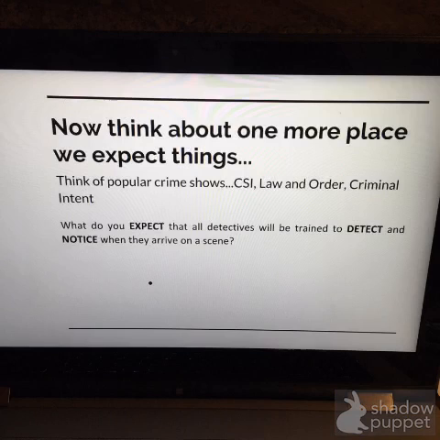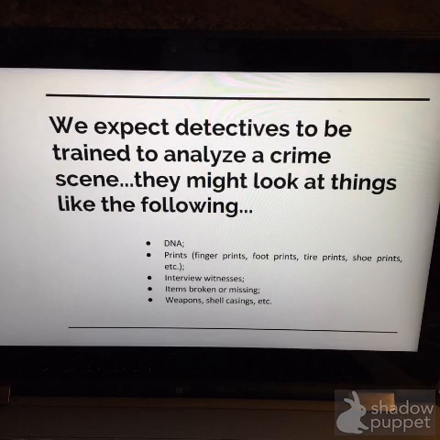I want you to think about one more place where we expect things. Think of popular crime shows like CSI, Law and Order, Criminal Intent. Think about what you expect that all detectives will be trained to detect and notice when they arrive on a scene. You could list a number of different things, but we would at least expect detectives to be trained to analyze a crime scene, looking at things like DNA, fingerprints, how to interview witnesses, items broken or missing, weapons, shell casings, right? Detectives are trained to look at particular things at every crime scene.